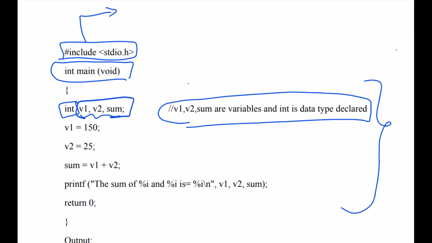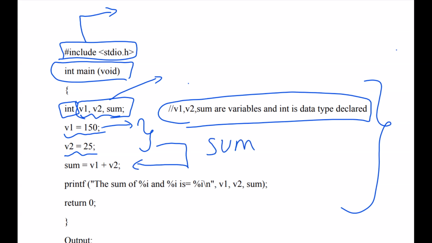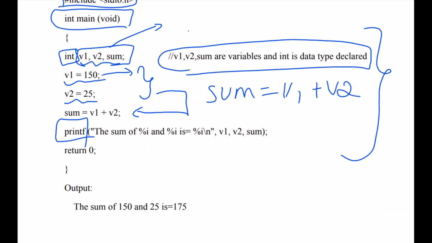Now, since we initialize these variables, we are going to assign some values to them. That is, we are going to assign v1 as 150 and v2 as 25. So, the sum of these two will be taken here. Sum is equal to v1 plus v2. So now we have to print these statements. That is, we are going to use printf statements to print this on the screen.